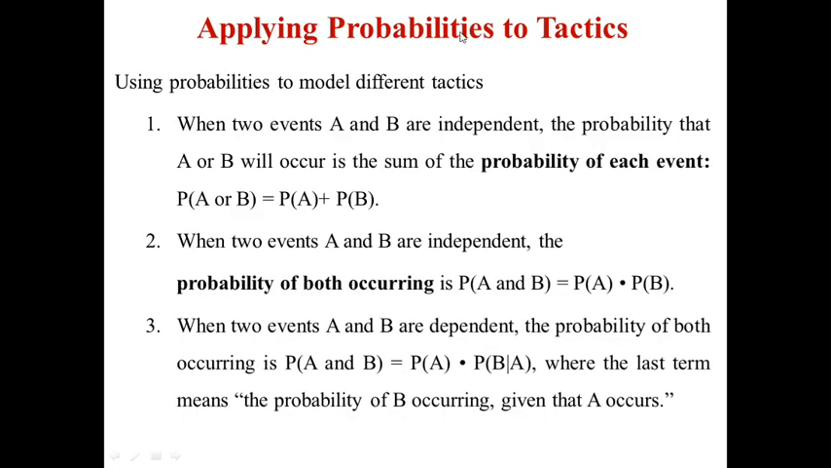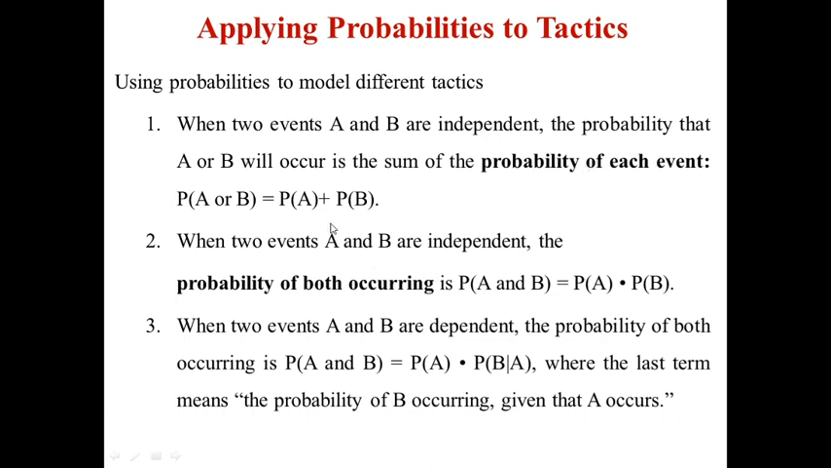How can you apply the probabilities to the tactics? You know what a probability is, right? When there are two events like A and B which are independent, independent means it is not depending on the other one. The probability can be identified by the sum of the probability of each event. That is, P of A or B is equal to P of A plus P of B.